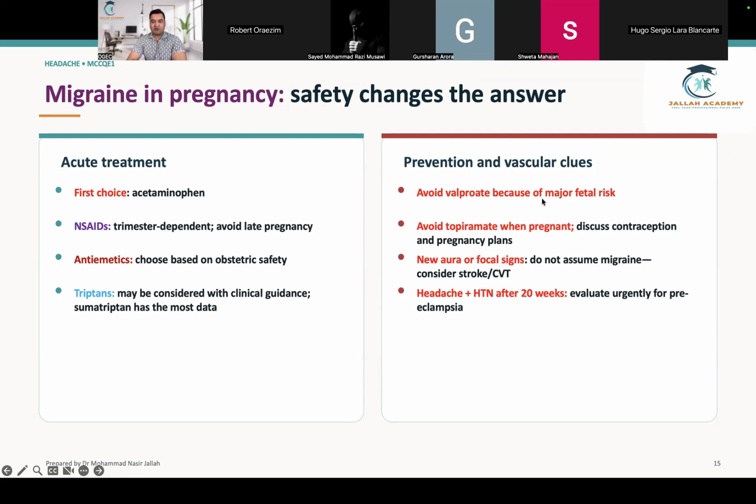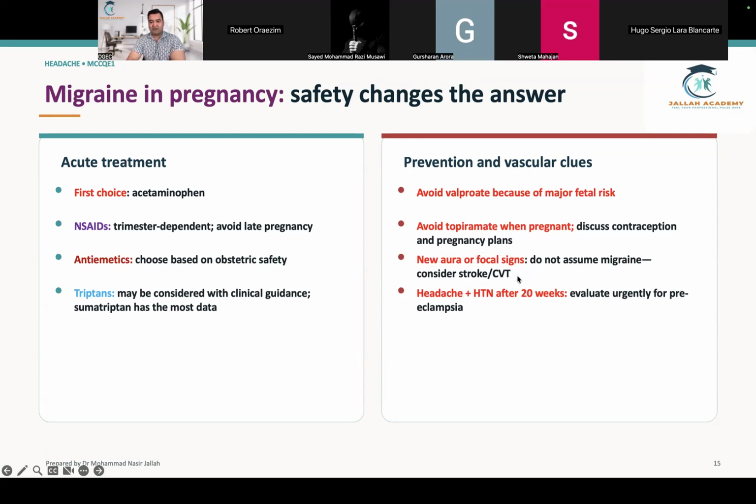Avoid valproate because of the major fetal risk. So we don't use it. It's not safe. Even if it is epilepsy, we have to consider changing it to lamotrigine. Avoid topiramate when pregnant. Discuss contraception and pregnancy plan.